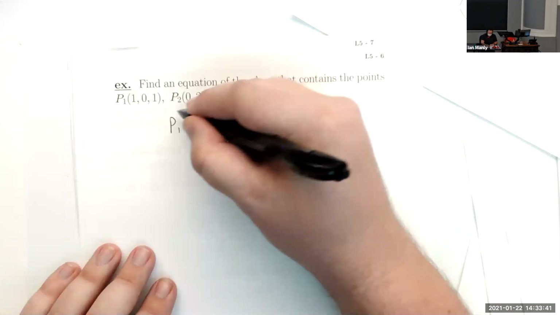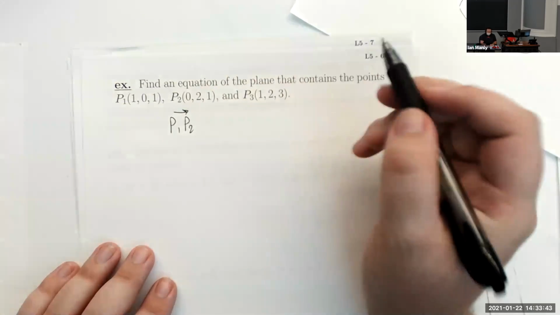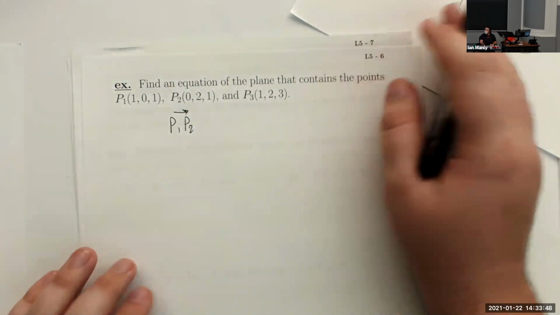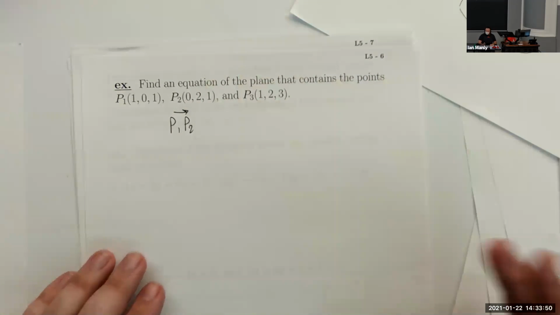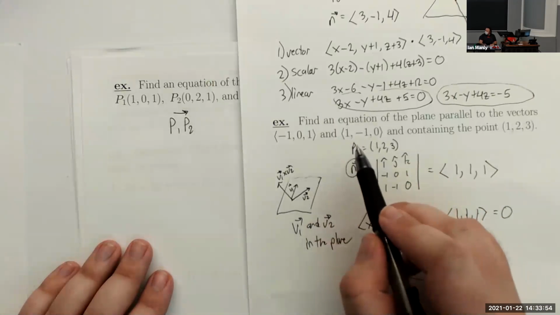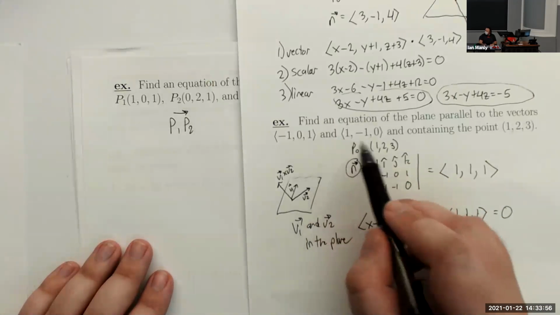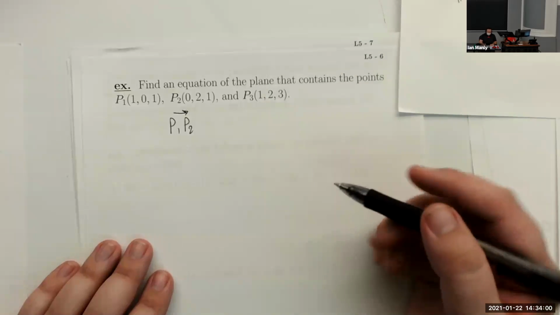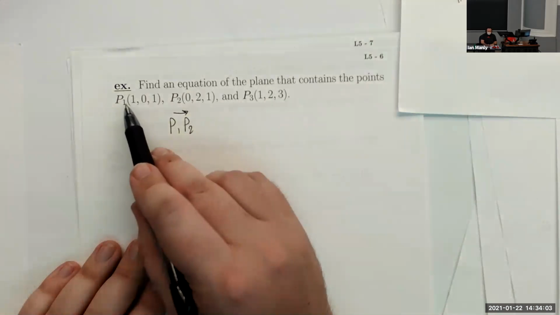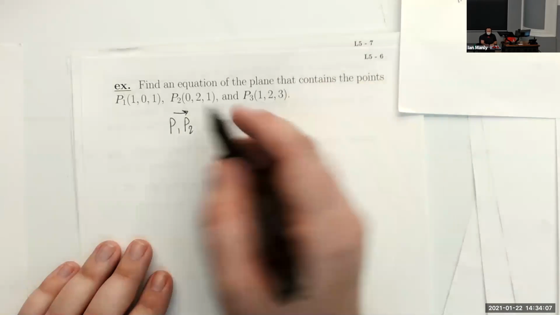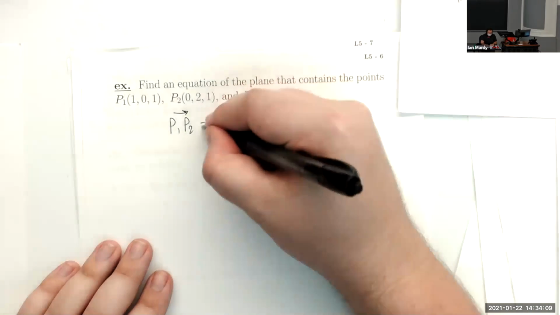Anyways, let's go to this one right here. What we're going to do is essentially the same thing that we did in the previous problem, only this time we're going to make our vectors from scratch. We had these vectors given to us in the previous problem. We're going to make some vectors in the plane for this problem. So I'm going to make the vector that points from P1 to P2, and that will necessarily be in the plane, because both of these points are in the plane.